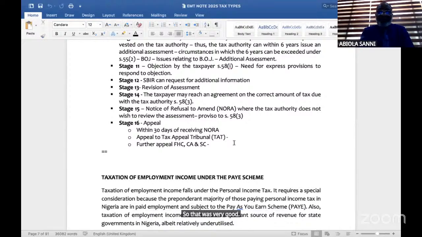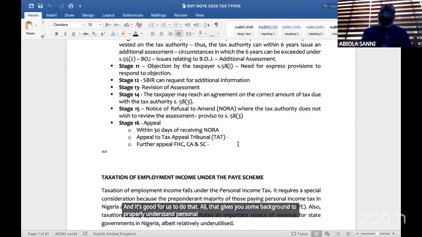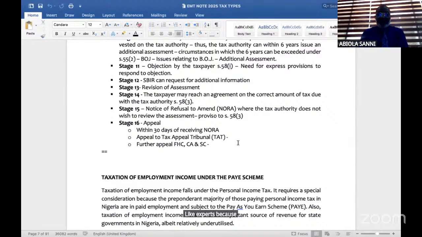So now you can see we covered a lot, and it's good for us to do that. At least that gives you some background to properly understand personal income tax. We are going to come back to some aspects, based on your deeper understanding. At that stage, you'll be talking like experts because you would have become one even without knowing.